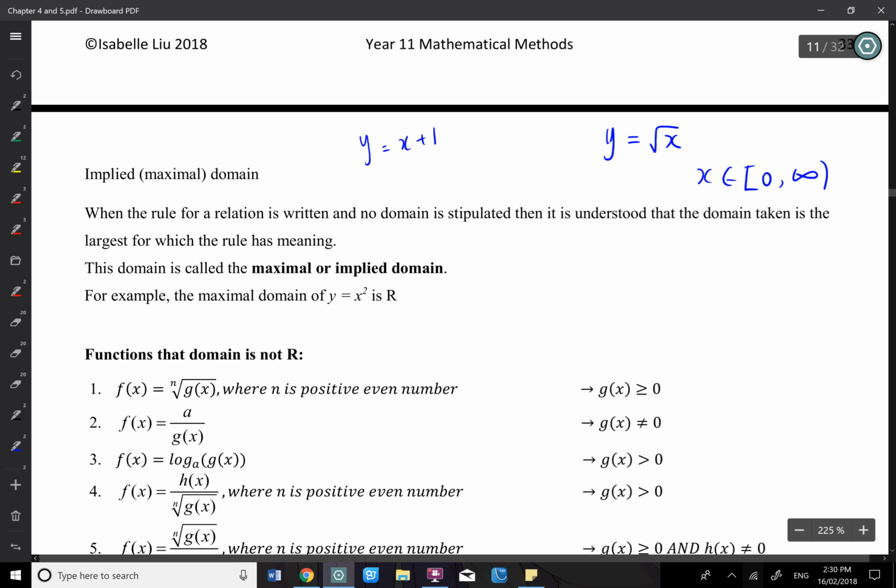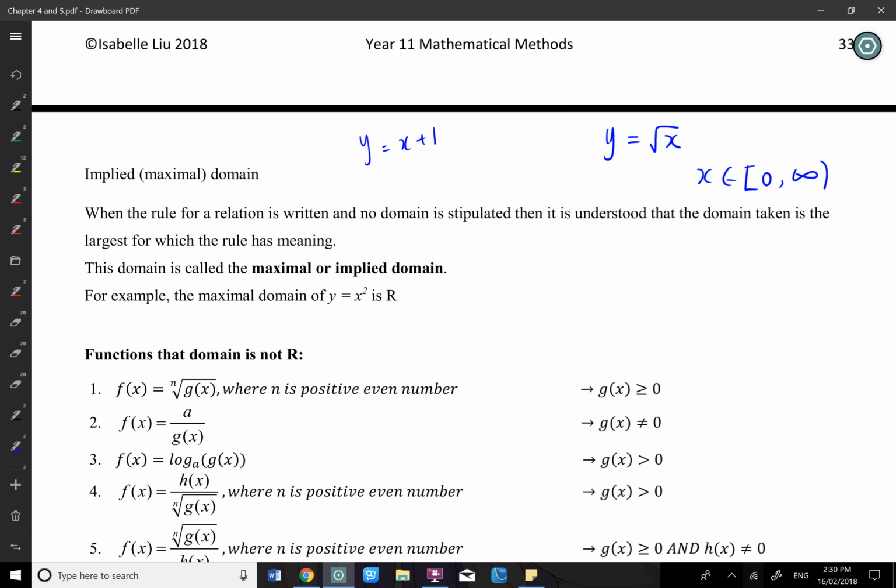I can't take any negative number. I can take 0. Square root 0 is 0. But I can't take square root of -1 or -0.5. Square root of a negative number has no meaning in real numbers. Therefore, my maximum domain, even though I didn't say what the domain is, is 0 to infinity, because that's the maximum set of values that will give this function meaning.